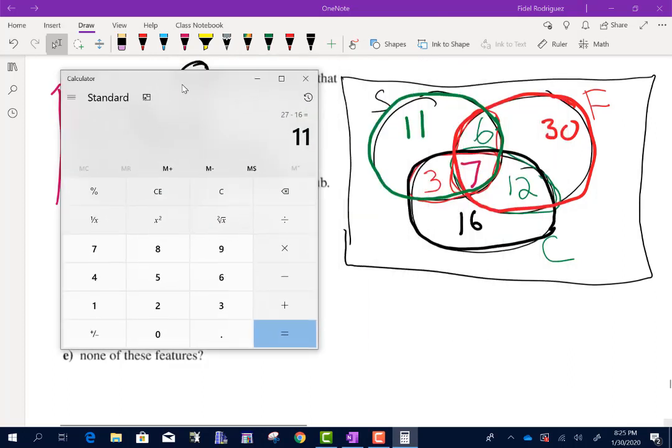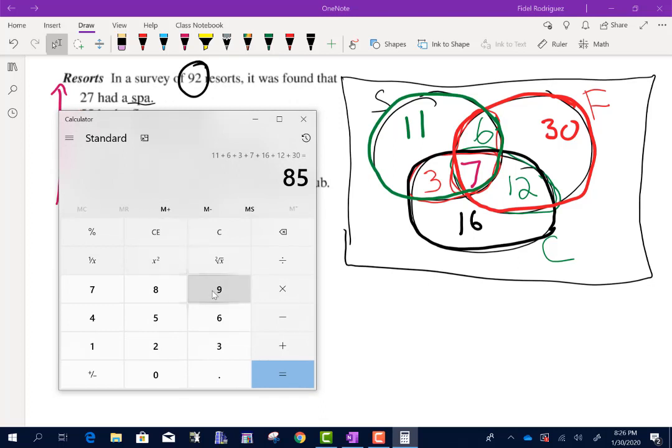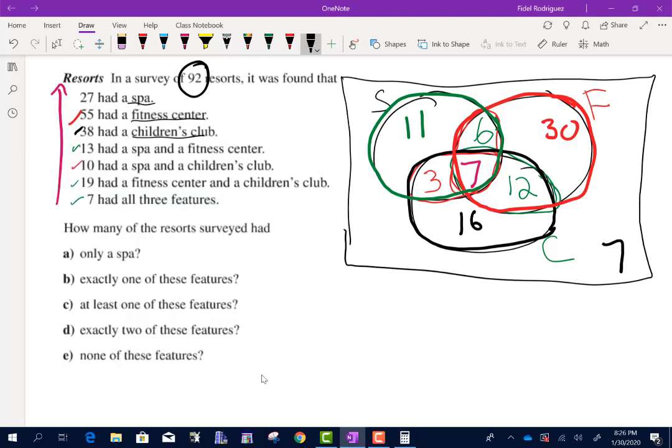So let me move my calculator a little bit. So we already have 11. We're going to add 6 plus 3 plus 7 plus 16 plus 12 plus 30, that gives me 85. We had a total of 92, so 92 minus 85 is going to give me 7. So the number over here is going to be 7. Those 7 resorts don't have a spa, they don't have a fitness center, they don't have a children's club, they probably don't have any customers because they don't have any of those things, right?